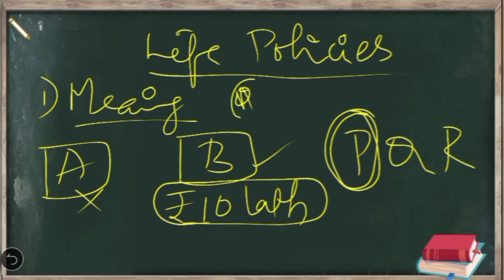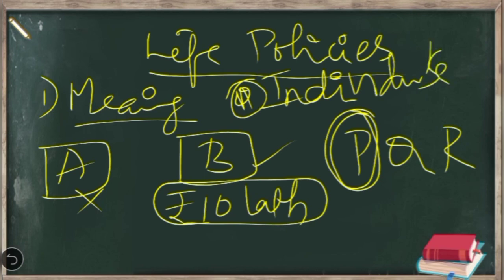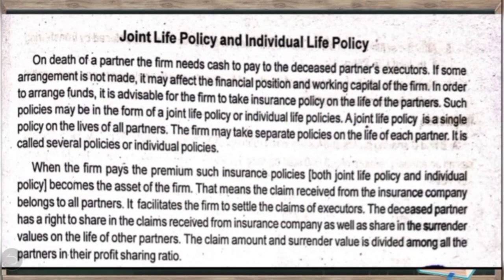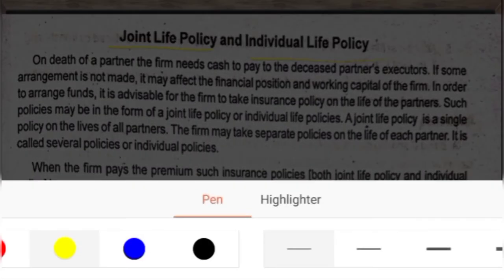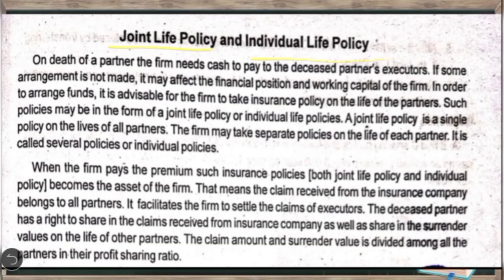The first one is individual policies, which are also called several policies. Okay, individual or several policies. And the second type is joint life policy. Let us understand the literal meaning of these two policies in the next slide. As I said, there are two types of policies, individual policy and joint life policy.